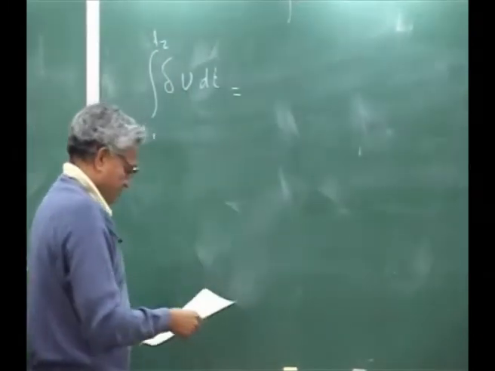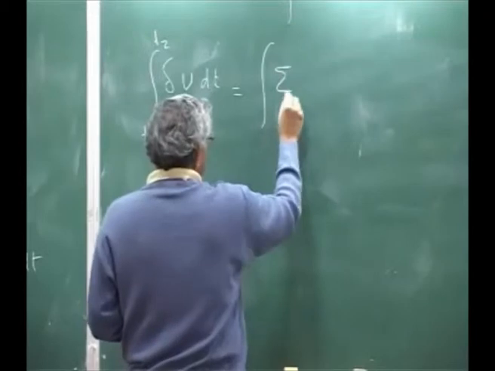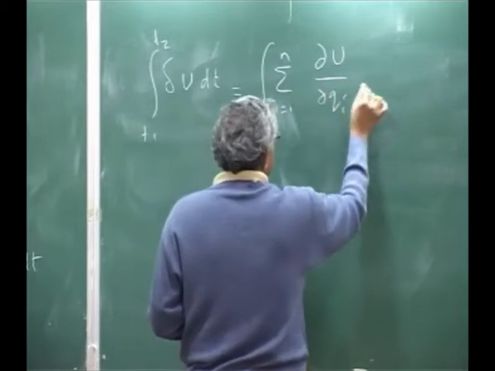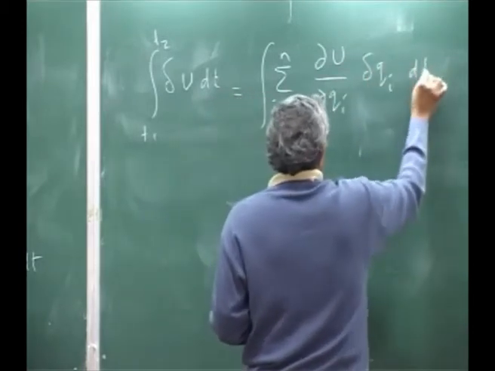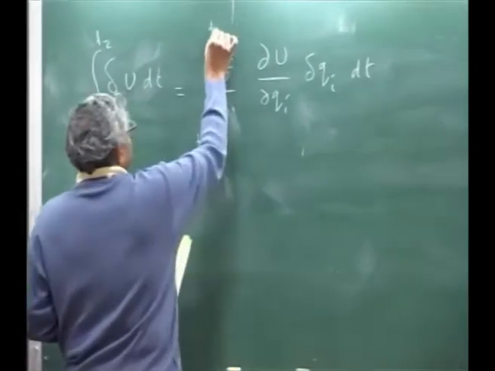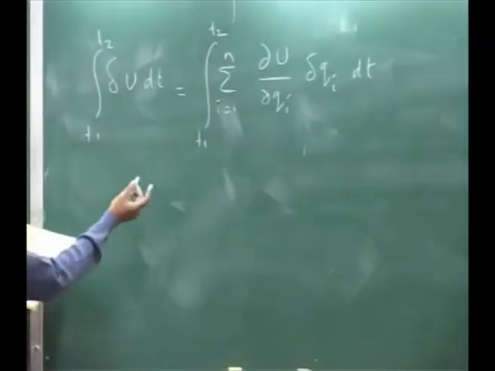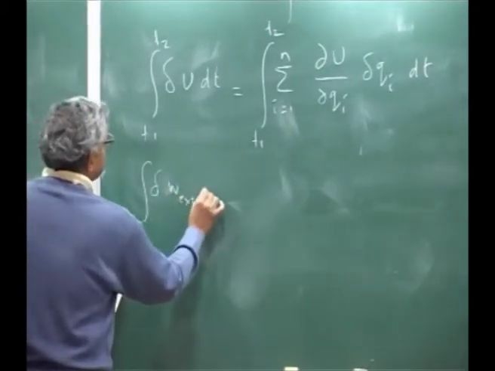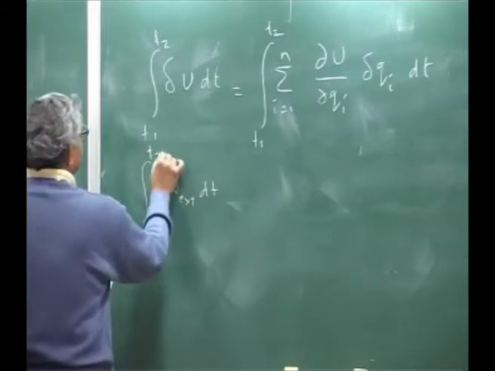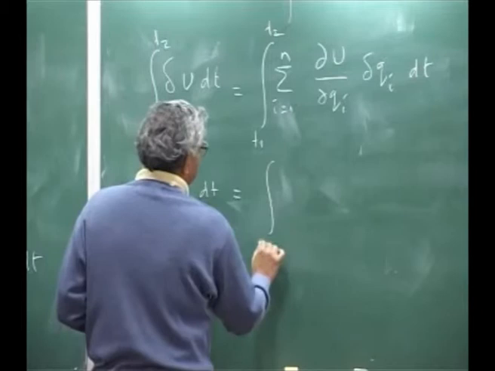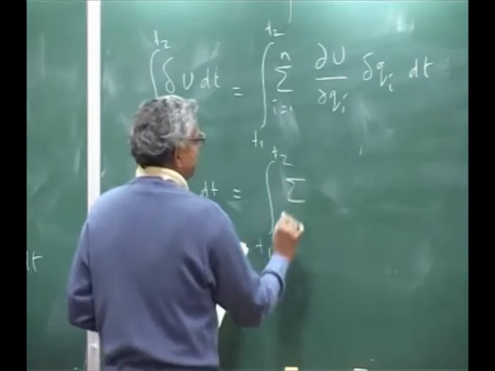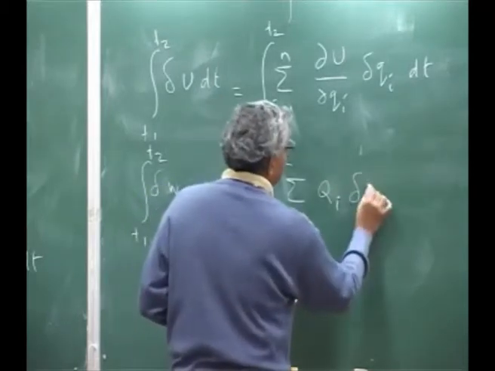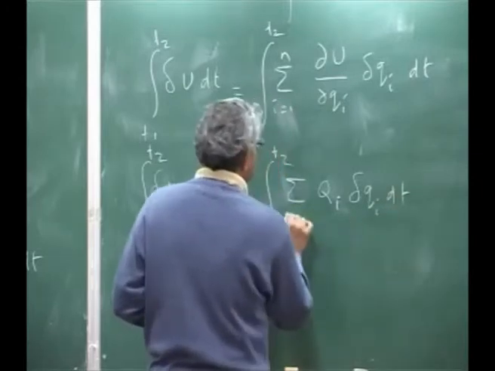This is nothing but, you will have summation i running from 1 to n, delta u by delta q_i. And the external work, you will have delta W external dt from t1 to t2, you will have again t1 to t2 summation q_i delta q_i dt. This is i running from 1 to n.